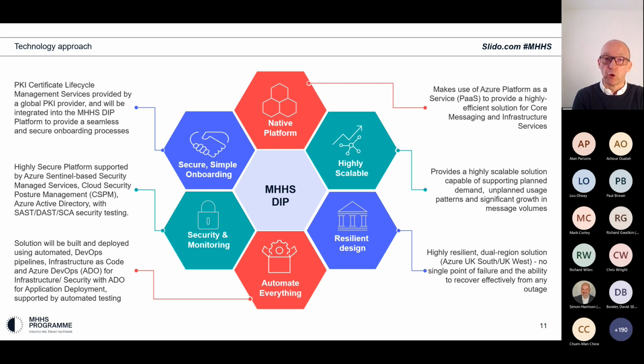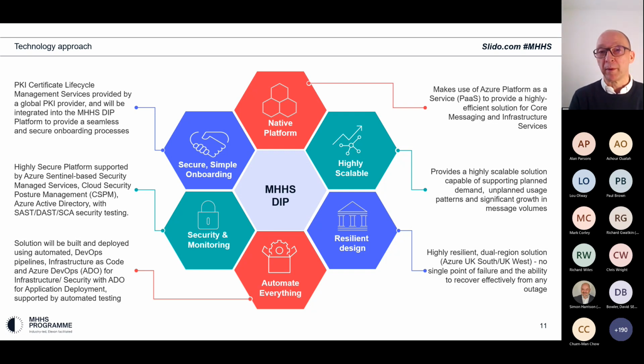Alan touched a little bit there on security, obviously a fundamental part of what we need to put in place for the DIP, for Elexon and for all participants. We'll be using, again, Azure-based products, Sentinel, CSPM, and the various security testing capabilities that will exist to make sure that we are delivering on those requirements.